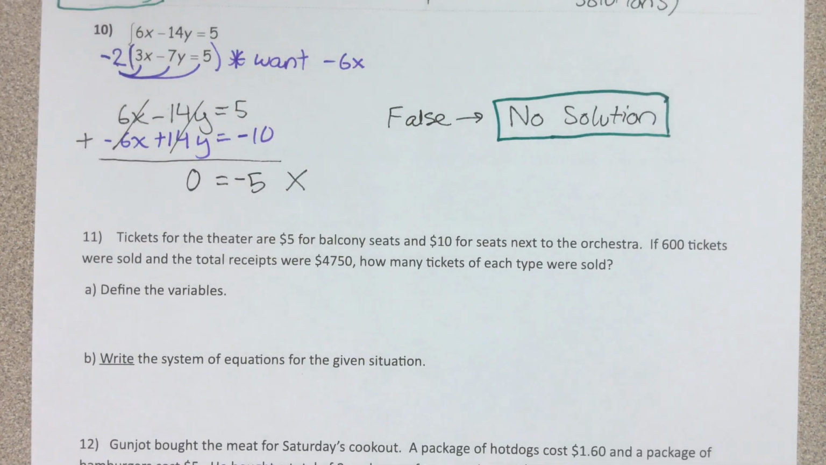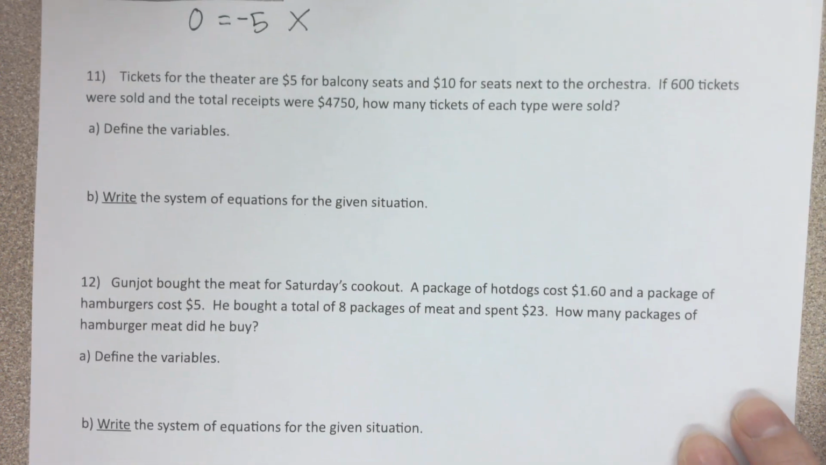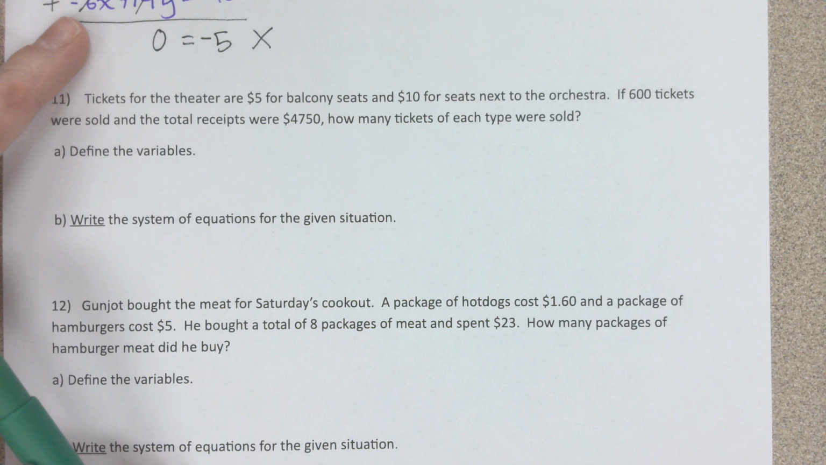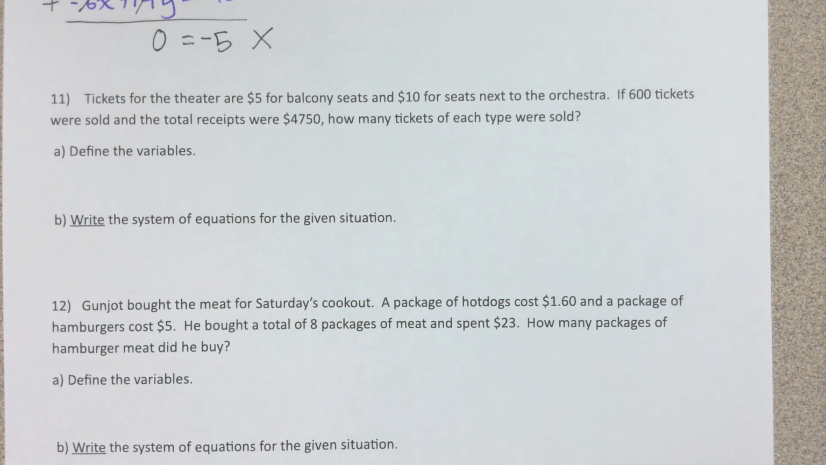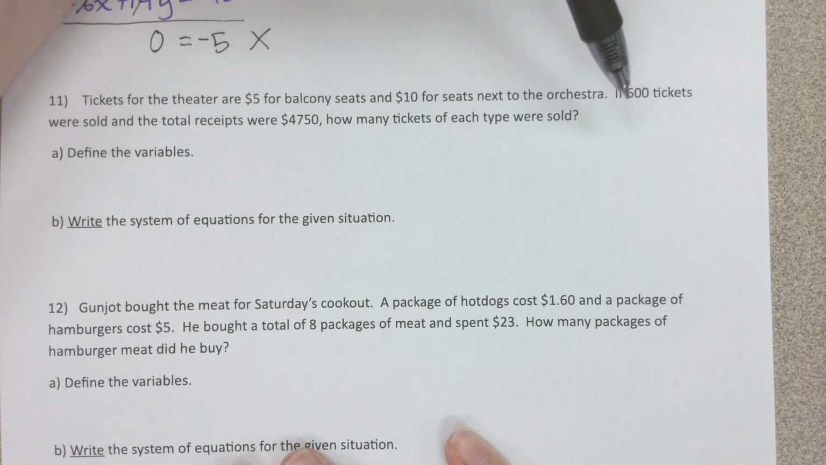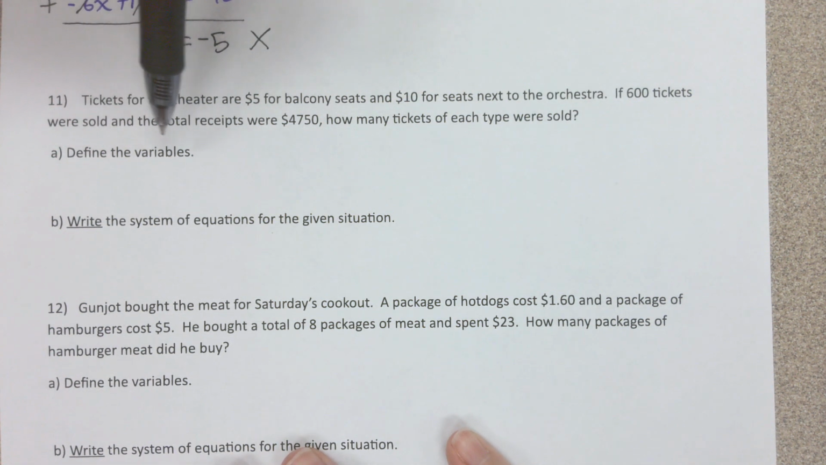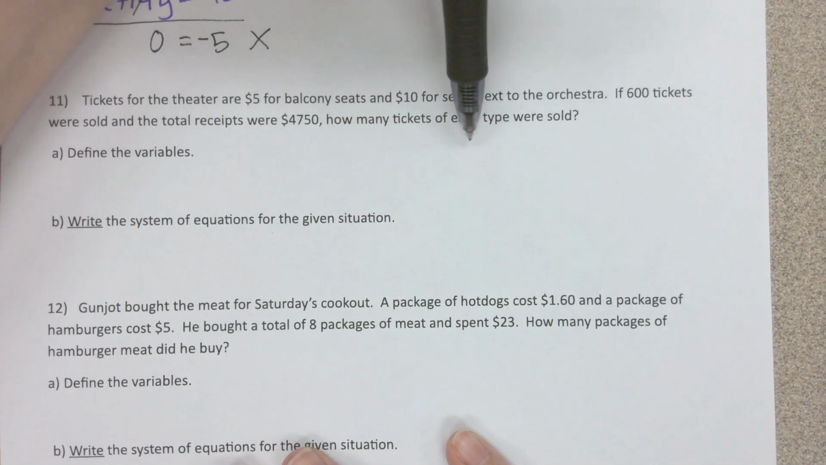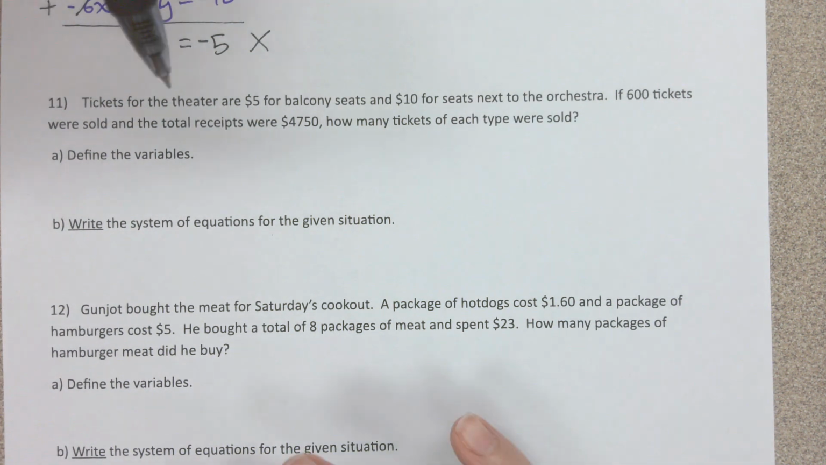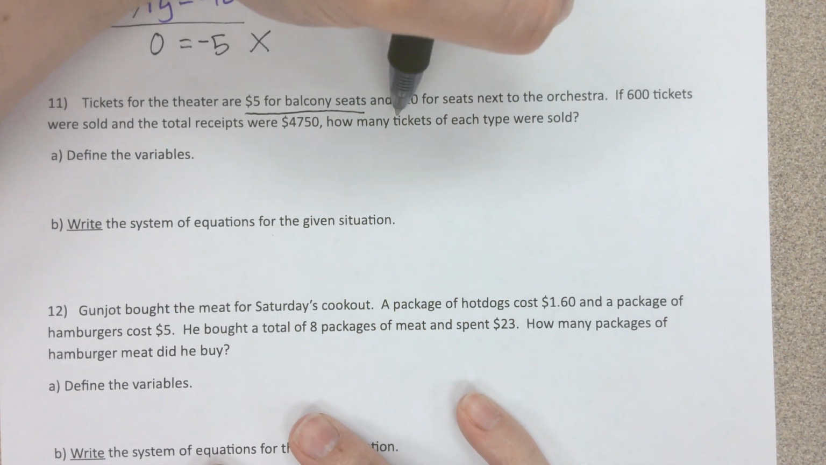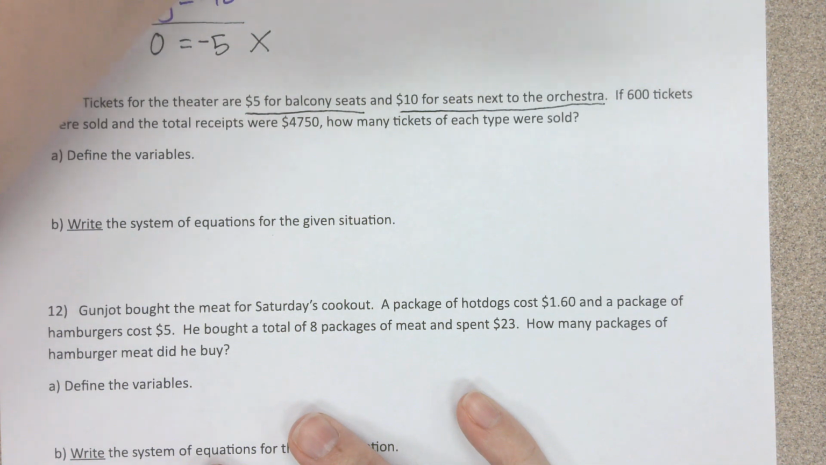Now we have 2 word problems. Number 11. Tickets for the theater are $5 for balcony seats and $10 for seats next to the orchestra. If 600 tickets were sold and the total receipts were $4,750, how many tickets of each type were sold? I'm going to read that again. Tickets for the theater are $5 for balcony seats and $10 for seats next to the orchestra.